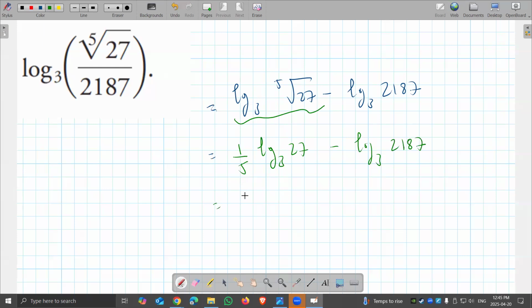What's log base 3 of 27? 3 to the power of something is 27. What is it? 3. Yes. And 3 to the power of 4 is 81, so 3 to the power of 5 is 243. Okay, so maybe 7. So this is 7. 3 to the power of 7 is that.